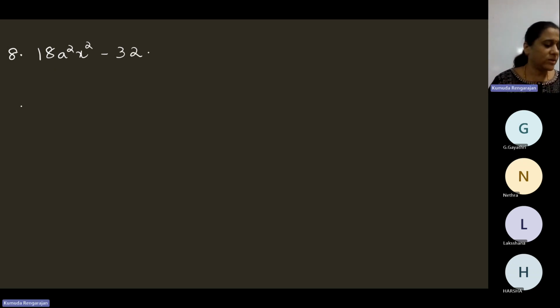There is actually somewhat of 8th standard. Let's see how you can do it by yourself. Try this. Factorize 18 a square x square minus 32.